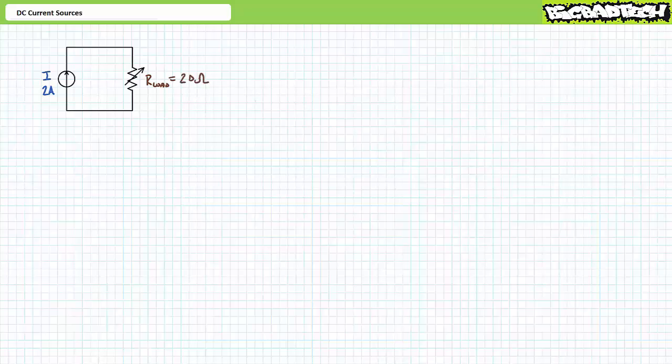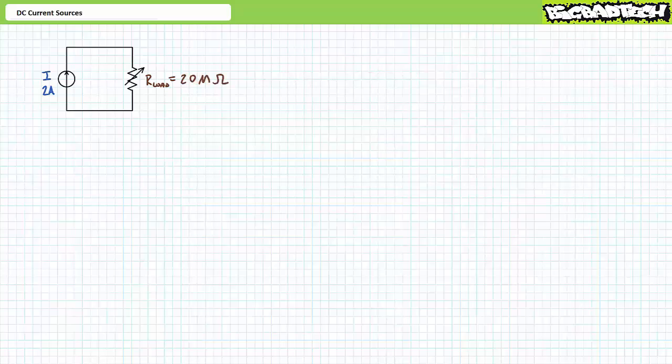You'll be happy to know if you keep current sources at this level of abstraction, circuit analysis is exceptionally easy. If our load resistor has a value of 20 ohms, an application of Ohm's law demonstrates that the resistor will experience a 40-volt drop, implying that the current source must induce a 40-volt rise to allow 2 amps of current to travel through this 20 ohm resistor.